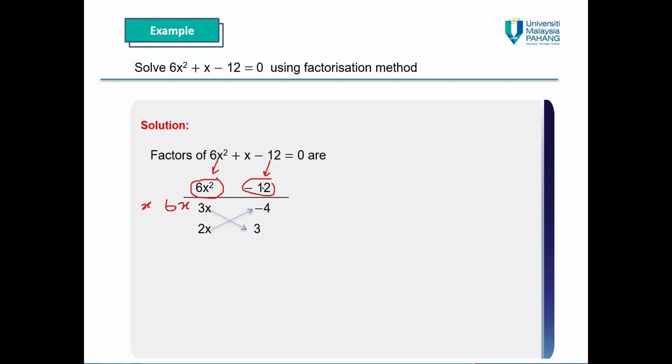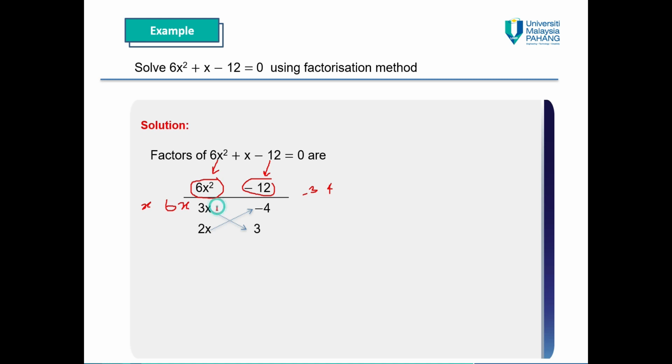For the minus 12, you have minus 4, 3. We can have minus 3, 4. We can have 6, 2, 1, 12, and many more. So how do we identify which value is the correct one? You need to play around with the numbers.